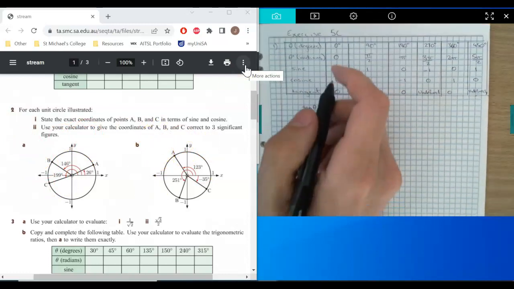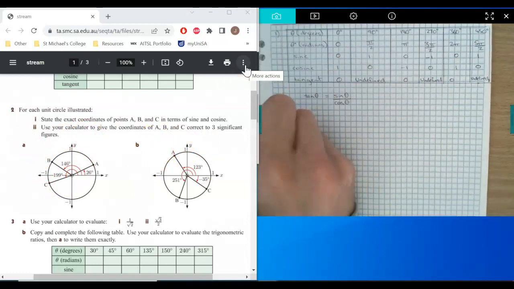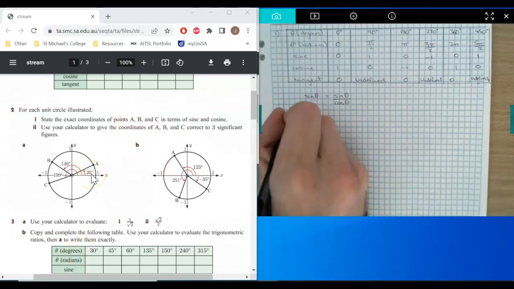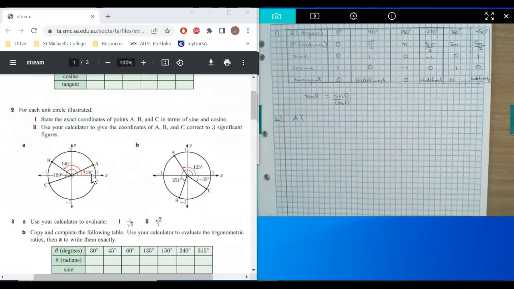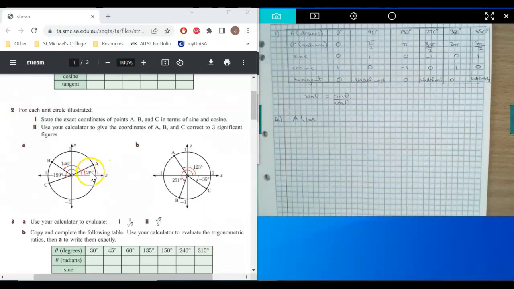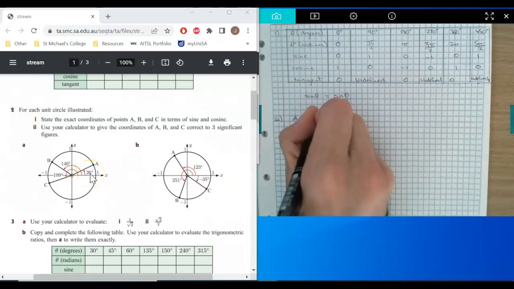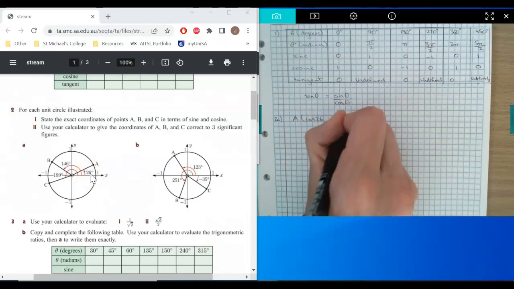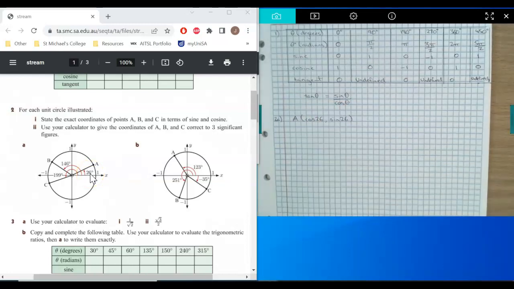So in 2A, if I'm looking at this first position of 26 and I want to know the exact coordinates of point A, I know that for A, the x coordinate is going to be cos of 26, and my y coordinate is going to be sine of 26.